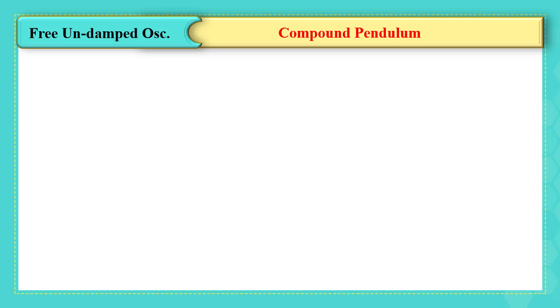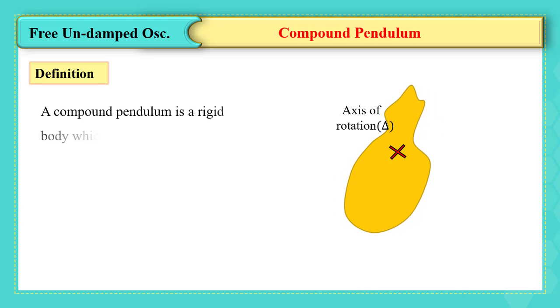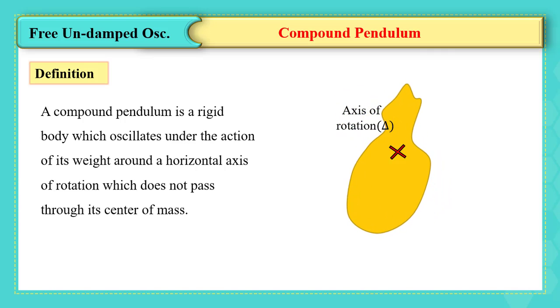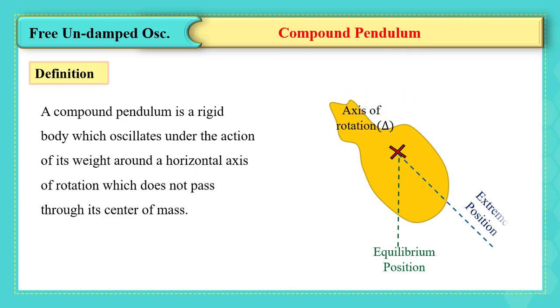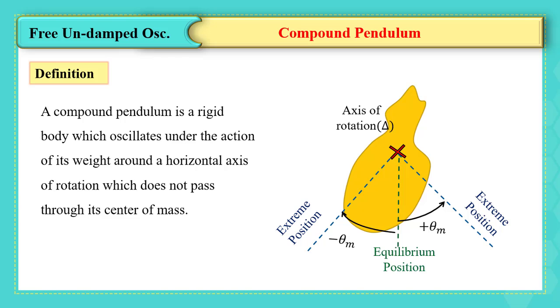Now, what is a compound pendulum? A compound pendulum is a rigid body which oscillates under the action of its weight around a horizontal axis of rotation which doesn't pass through its center of mass. The pendulum rotates in the vertical plane around a horizontal axis of rotation that doesn't pass through its center of mass. So it oscillates between two extreme positions, theta maximum and minus theta maximum, around its equilibrium position. This pendulum is in equilibrium when the axis of rotation and the center of mass are on the same vertical.